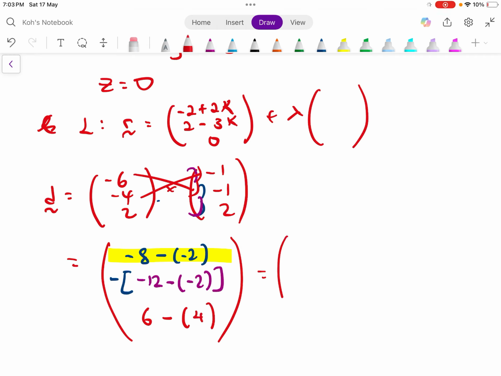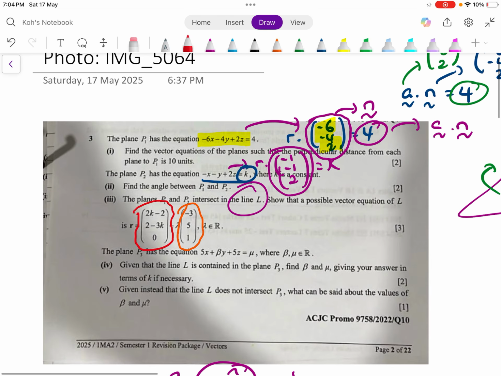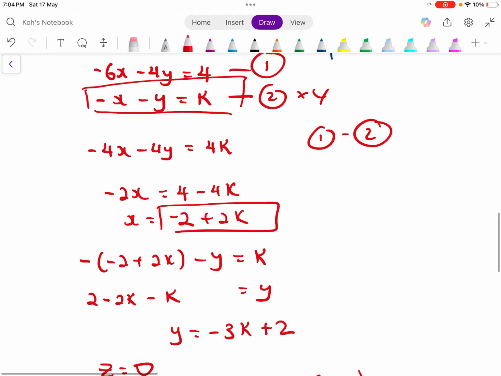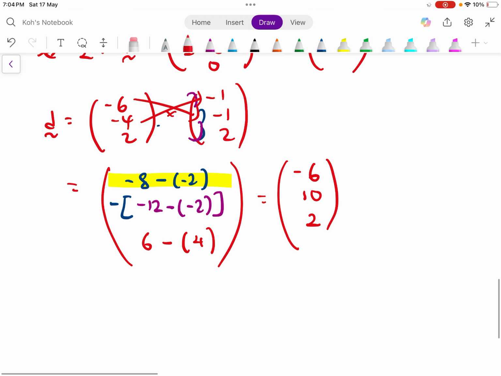So this will be the direction vector of the line. It's negative 8 plus 2, negative 6, then negative 10, so it's positive 10, and this will be positive 2. So this is the direction vector, but of course you can simplify it because negative 6, 10 and 2 have some common factor. So I simplify it: negative 3, 5 and 1. I can factorize out the 2, so 2 times negative 3, 5 and positive 1.